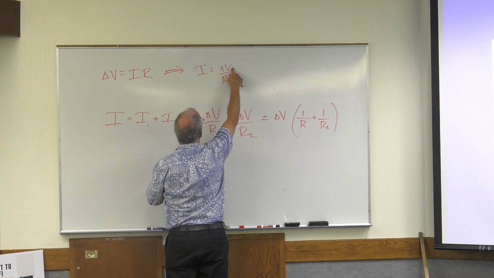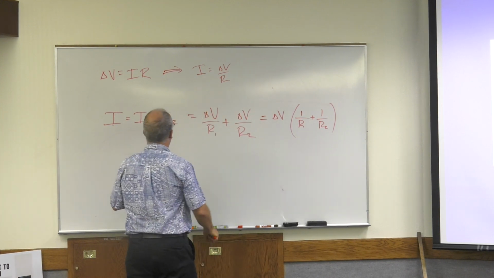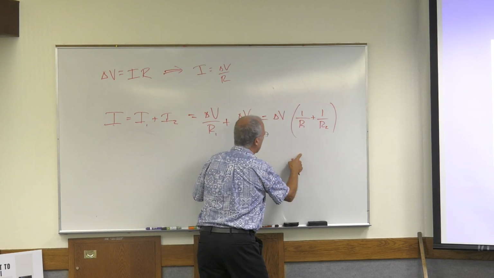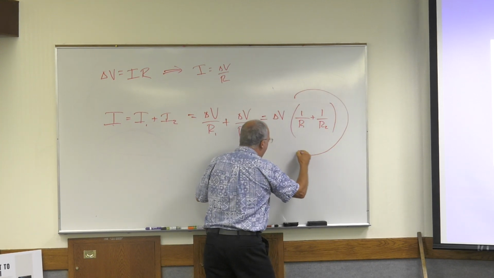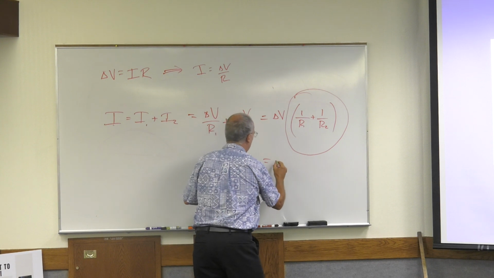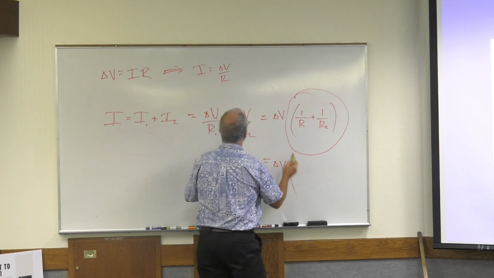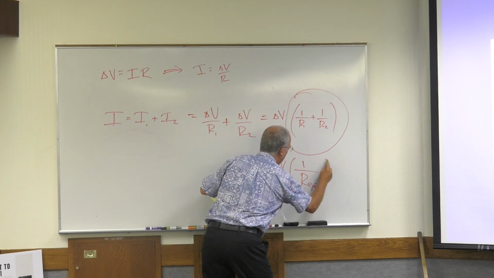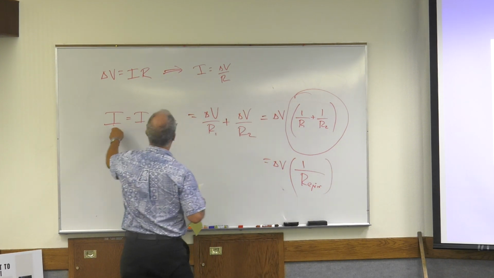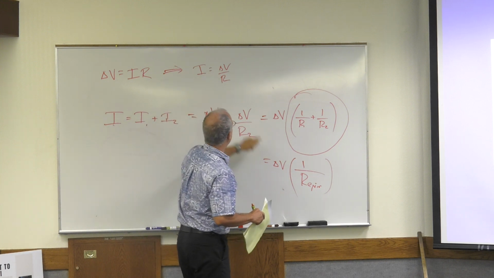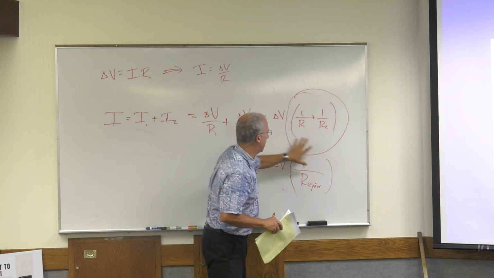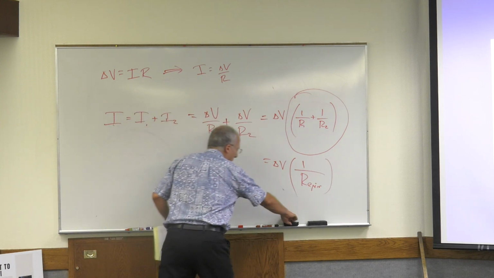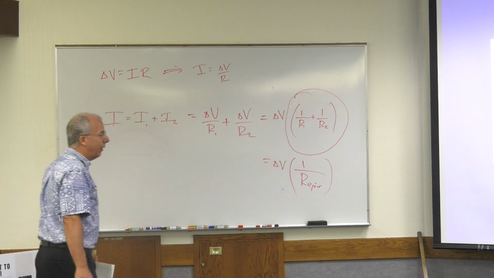Current equals voltage divided by resistance, right? Current equals voltage divided by resistance. So what does this thing have to be? It has to be 1 over the resistance, right? I equals delta V divided by R. So this thing has to be 1 over R. Okay? So that's the rule. People don't like it because it's kind of weird, but what are you going to do?